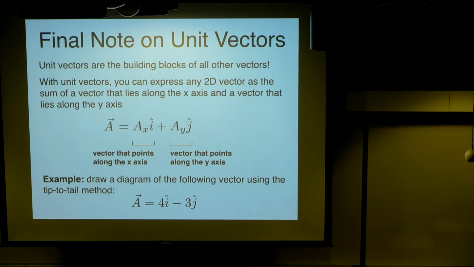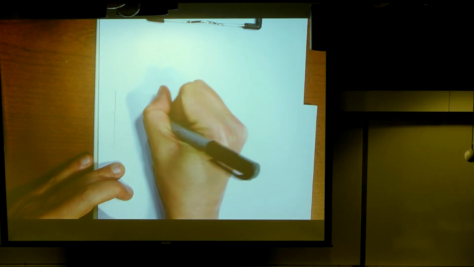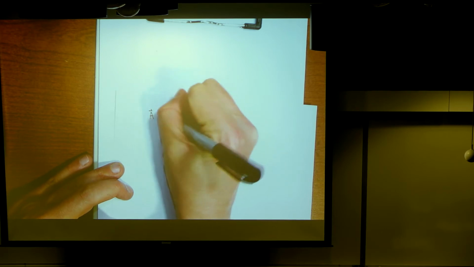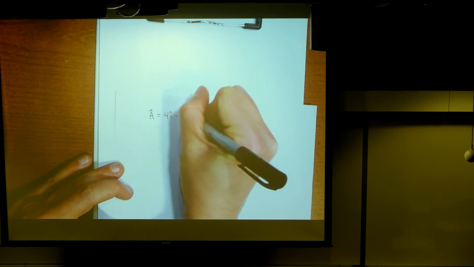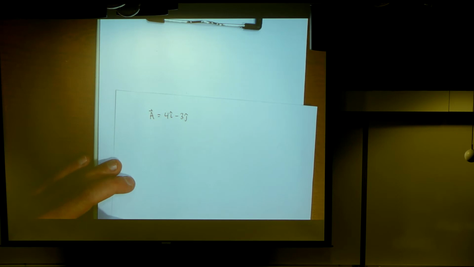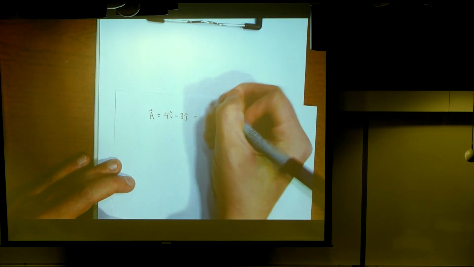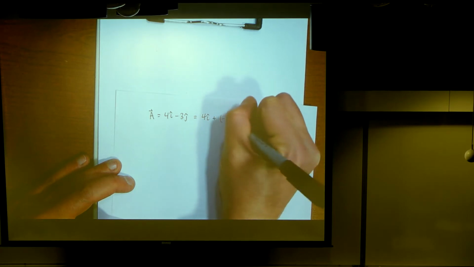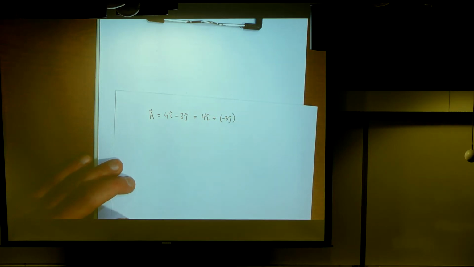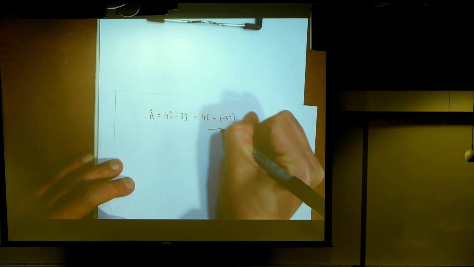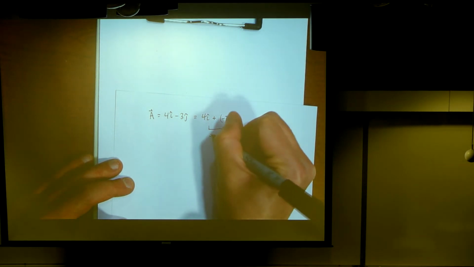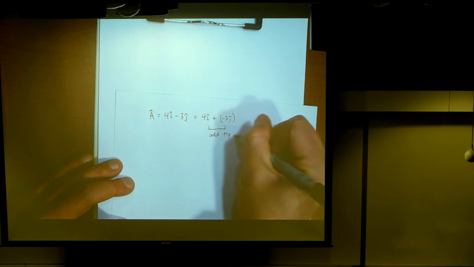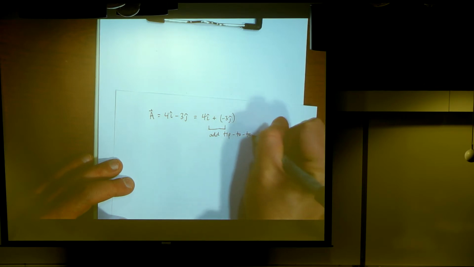Okay, so here's just a quick drawing of that. If vector A is 4 i hat minus 3 j hat in our example, I'm just going to write that a slightly different way, as 4 times i hat plus minus 3 j hat. And what I want you to imagine is these are two different vectors that we're adding tip to tail. Okay?